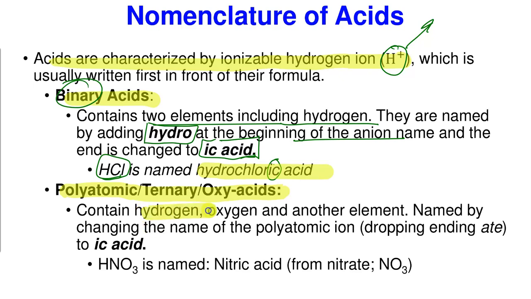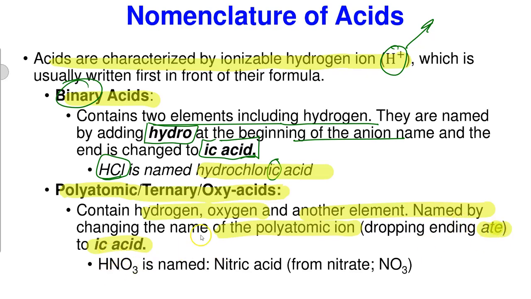On the other hand, for polyatomic, ternary or oxyacids, what do we do? These ones contain hydrogen, oxygen, that's why we say oxy. They have hydrogen, oxygen, and another element. So that's what we call them ternary or polyatomic acids. They contain more than 2 elements. Now, they are named by changing, and they are much simpler. What you need to do is change the name of the polyatomic ion by dropping the ending AT and putting IC. Now, there's another group where you can drop the ITE, but we're not going to talk about that. We're going to try to make this simple. So if you drop the ending AT, you just put IC and then acid.